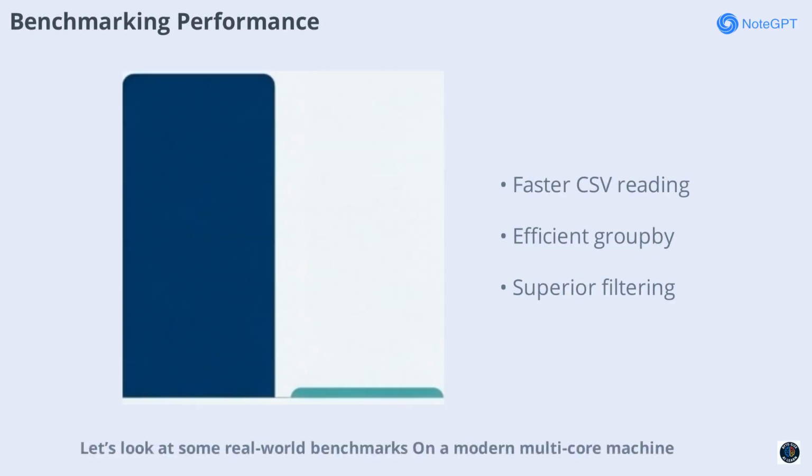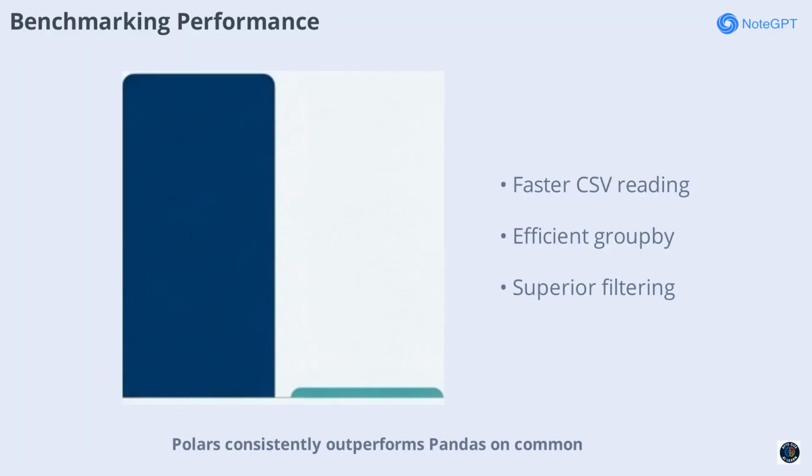Let's look at some real-world benchmarks. On a modern multi-core machine, Polars consistently outperforms Pandas on common tasks like reading large CSV files, group by aggregations, and complex filters. The combination of Rust, Arrow, and query optimization delivers significant speedups, making Polars a compelling choice for big data workloads. Your results may vary, but the performance gains are often tangible and impressive.